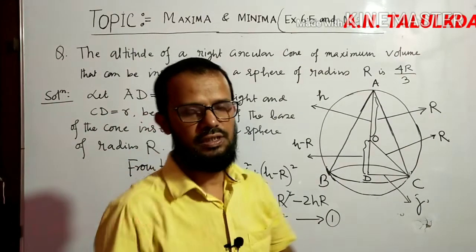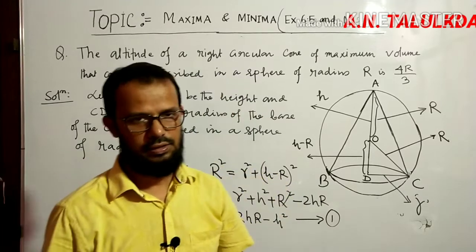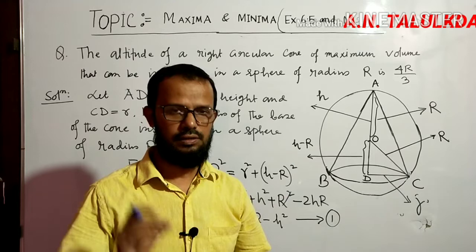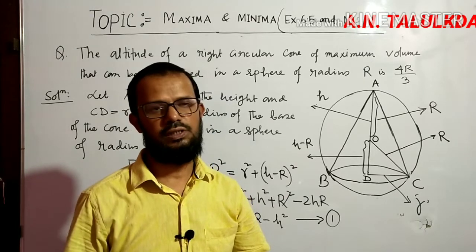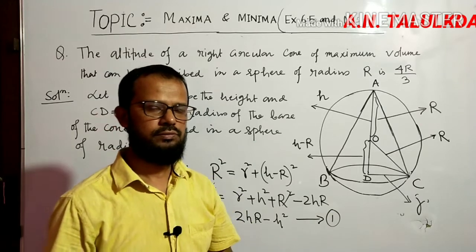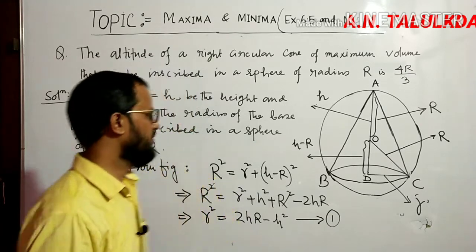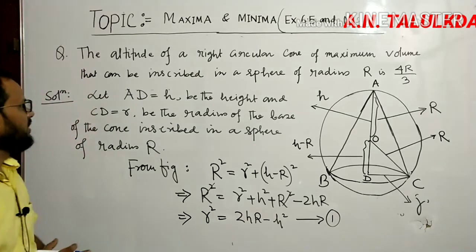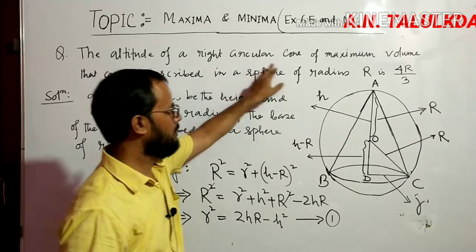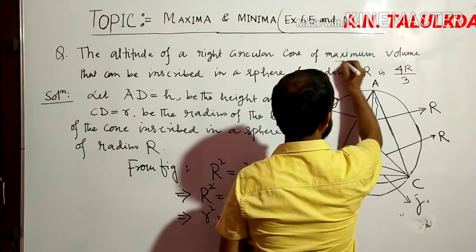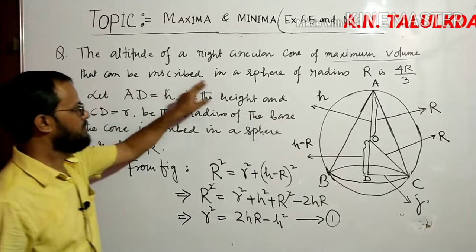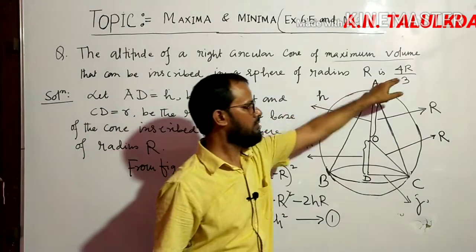Dear students, good afternoon, and in continuation of the last lectures I am going to solve a few questions in the miscellaneous chapter of the topic Maxima and Minima. So today's first question is: the altitude of a right circular cone of maximum volume, very important, maximum volume, that can be inscribed in a sphere of radius r is always 4/3.